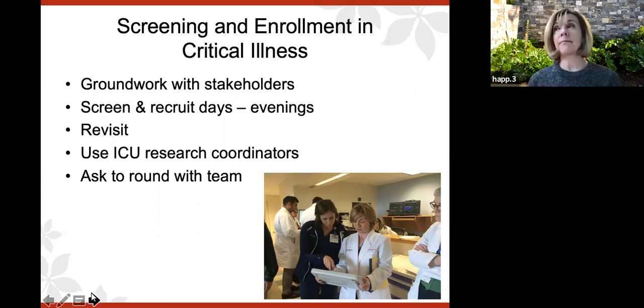The other tip that I would give is in rounding with the ICU team to not only have them understand and be comfortable with your study and the purpose of your study and the eligibility criteria of your study, but also to help identify patients who could be eligible and might be missed in a screen. So it's kind of a validity check of your screen and screening processes.